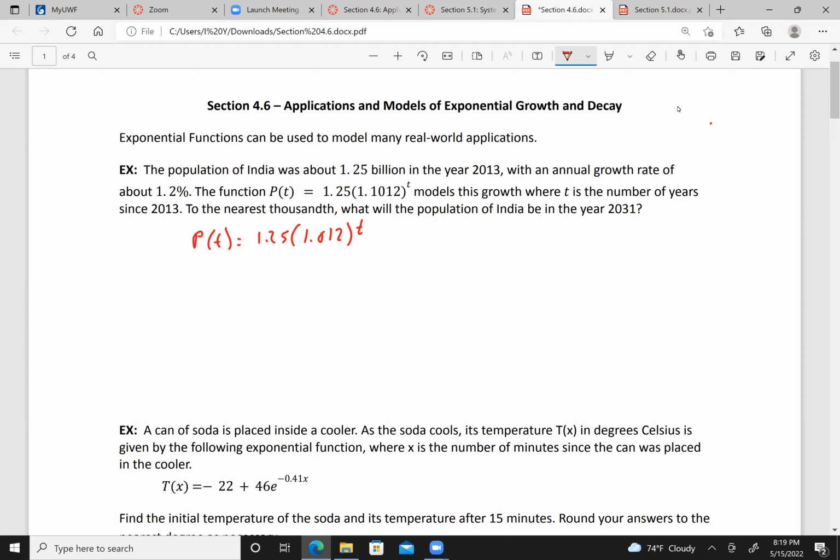Well, we need to figure out what t is. So 2031 minus 2013 gives me 18 years. So t is 18. I'm looking for P of 18, which is 1.25 times 1.012 to the 18th power. So take 1.012 to the 18th power.